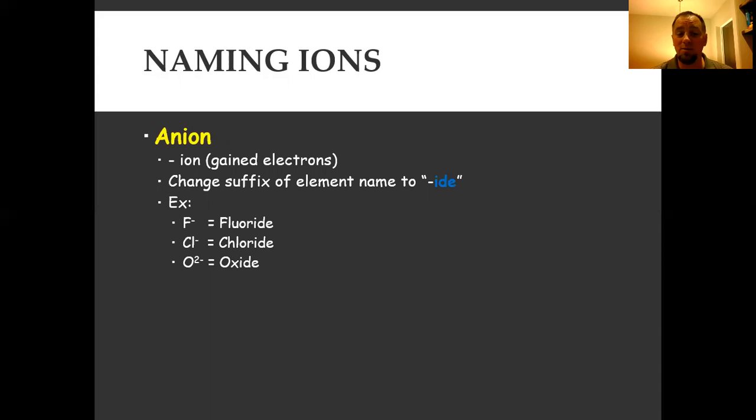Oxygen is oxide. Again, it does not matter what the charge is and how great the negative charge is. We see fluoride and chloride, those 2 halogens have a 1- charge, and oxide has a 2- charge. Does not affect the name. Just knowing that it's an anion, we simply change the suffix to "ide."